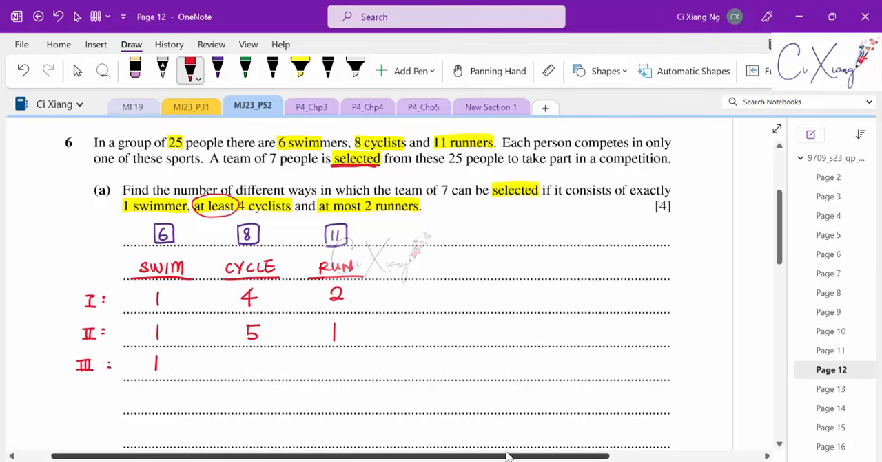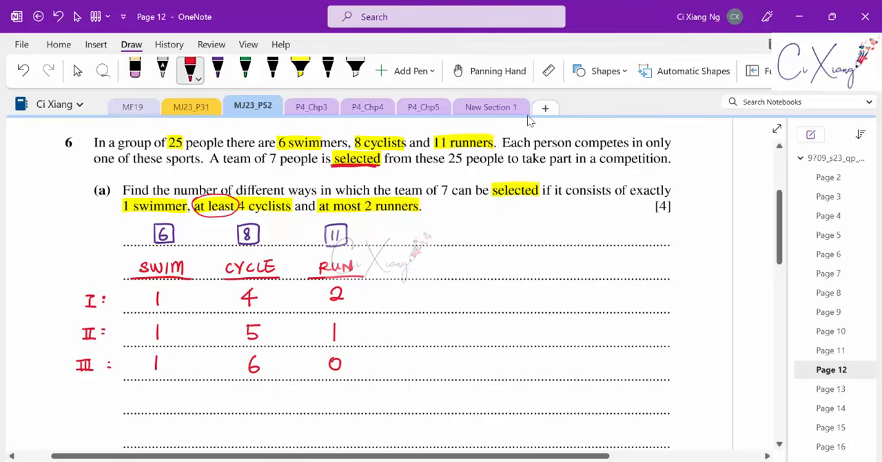How about case number 3? I can have 1 swimmer, and I increase the cyclists by 1 more, which becomes 6. Then 1 plus 6 becomes 7 already, so the runners should be 0. If you want to investigate whether case number 4 is possible, say I still have 1 swimmer and then 7 cyclists. That already exceeds the number of team members I want, which is only 7. It becomes 7 plus 1, which is 8, so this is not a correct case anymore. So basically I have 3 cases here.